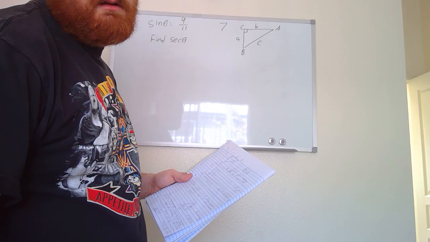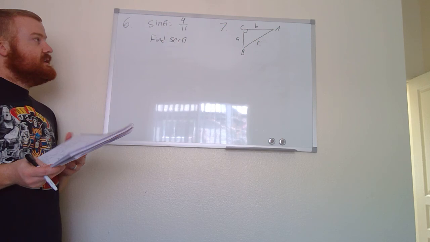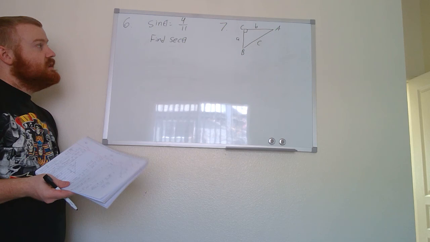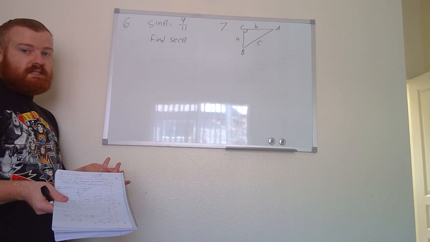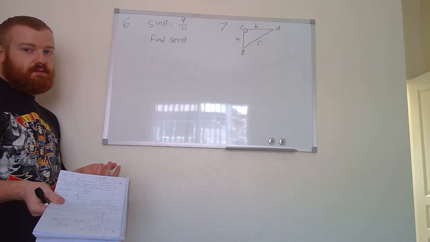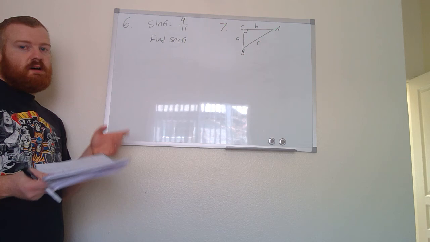Okay, so the next two that we're going to look at are 6 and 7. In 6, they tell us that sine of theta, so remember Greek letter, that just means it's a variable, so it's just like x. So the sine of theta is equal to 4 over 11. We want to find secant. So secant is the opposite of cosine. So if we had cosine of theta instead of sine of theta, we would just flip it upside down. In the case of something like this where we can't just flip it upside down, we're just going to start by drawing a triangle.